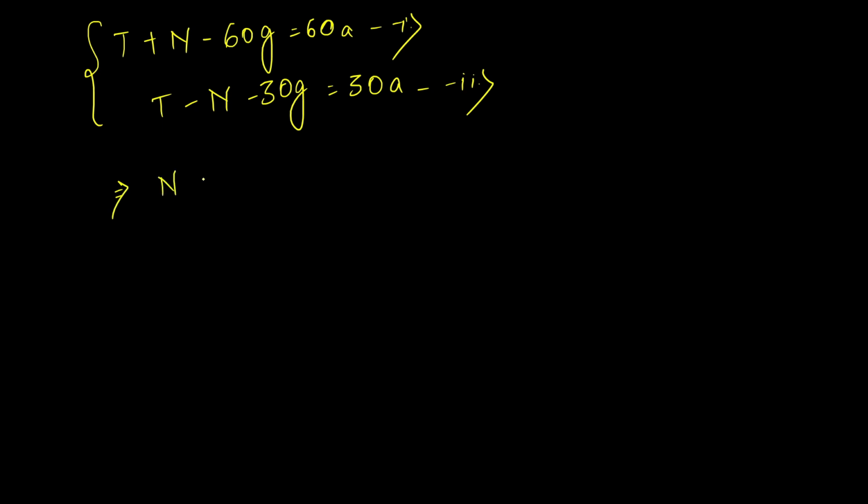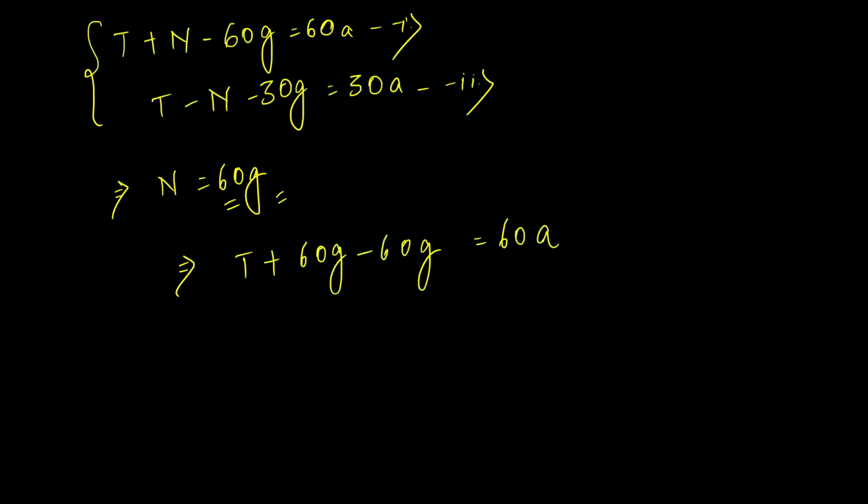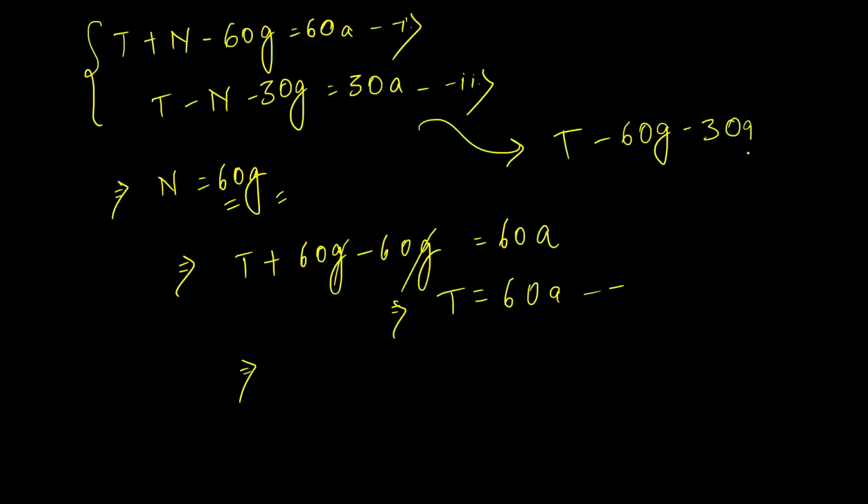Now we already know N is equal to 60 G, because that man wants to show his correct weight on the weighing machine. That's why N is 60 G. Now putting that, T plus 60 G minus 60 G is equal to 60 A basically. This cancels out. T is equal to 60 A from the first. Then from the second, T minus 60 G minus 30 G is equal to 30 A. That is T minus 90 G is equal to 30 A.